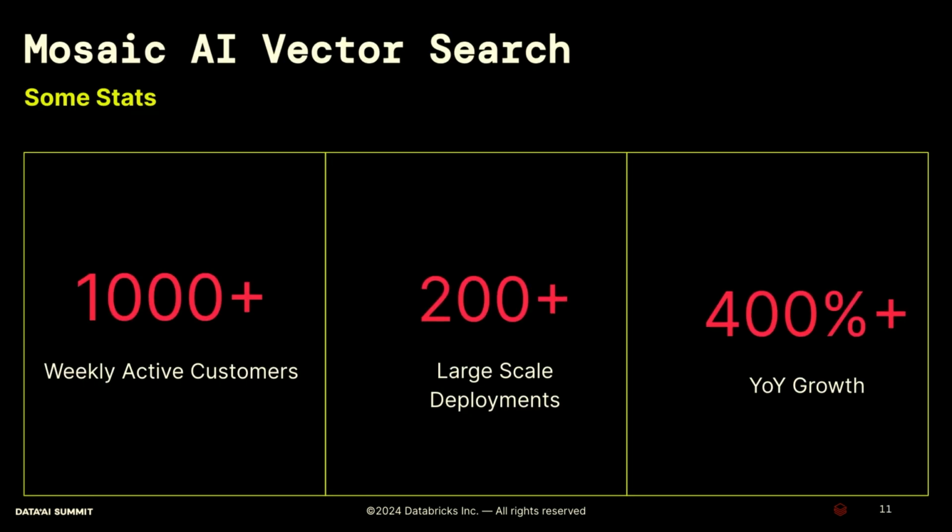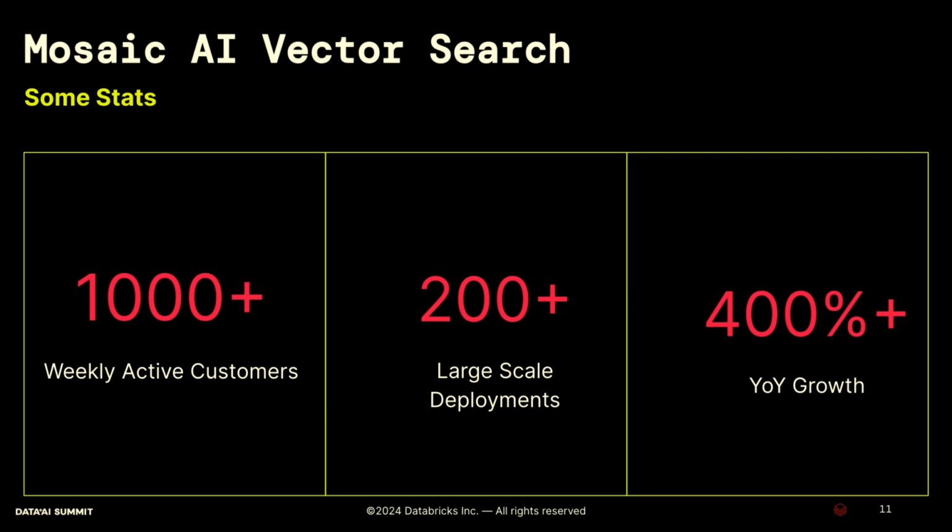So some quick stats that I wanted to share. To give you some context, we launched public preview for vector search in February, and we went GA about a few weeks back. And in a very short time, we have more than 1,000 weekly active customers actively using our systems to build GenAI applications. And some of these applications are really awesome.